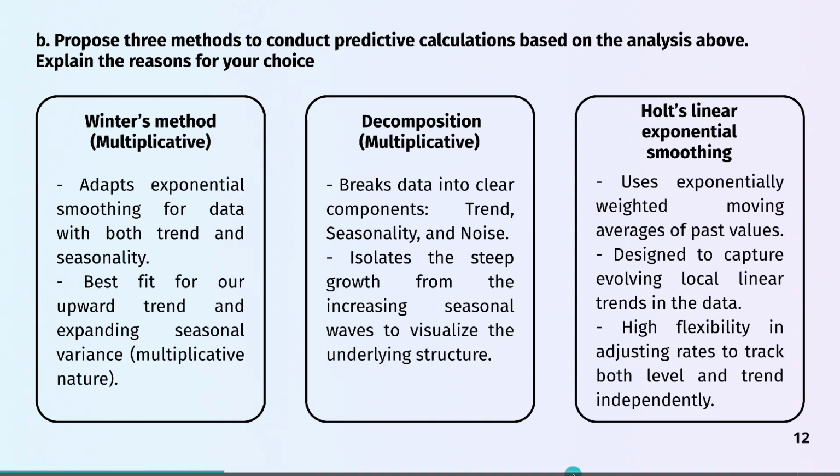By analyzing the characteristics of the data, our group proposed 3 methods to conduct the predictive calculation. The first one is Winters method with multiplicative model. It's designed to handle both the upward trend and expanding seasonal variance of our data. The next one is decomposition with multiplicative model. This method helps us separate the 3 components: trend, seasonality, and noise. The last one is the Holt linear exponential smoothing. It uses an exponentially weighted moving average to capture the evolving local linear trend in the data. So it provides high flexibility in the smoothing rate to track both level and trend independently.